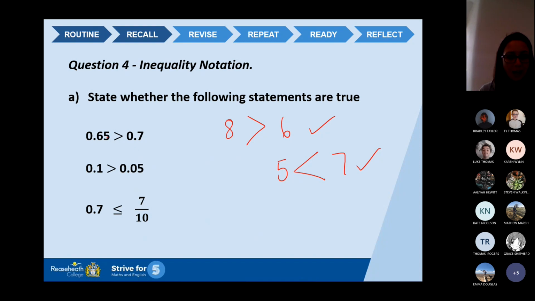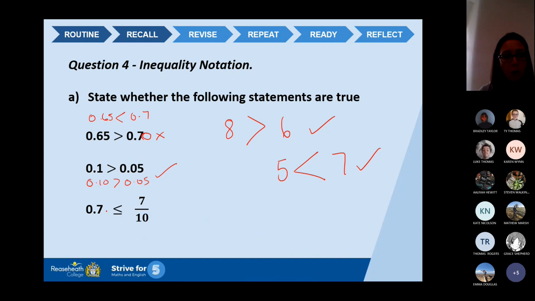So 0.65, it says, is bigger than 0.7. So that's actually not true, because if we make them both 2 decimal places, that would be 0.70. And 0.65 is obviously smaller, so it should actually look like this. So that one's not true. This one, 0.1, is bigger. So I think Bradley put this one into the chat. 0.1 is bigger than 0.05 because, again, if we did it to 2 decimal places, that becomes 10, and that one is 5. So that one is true.